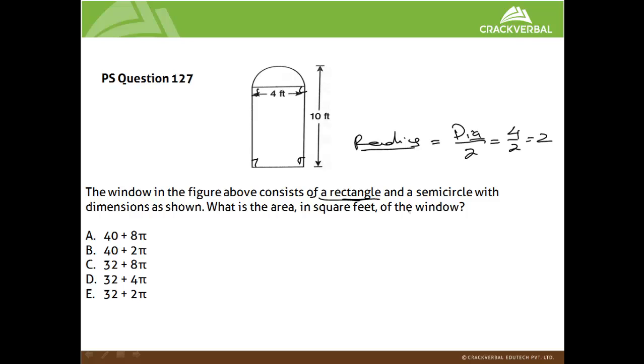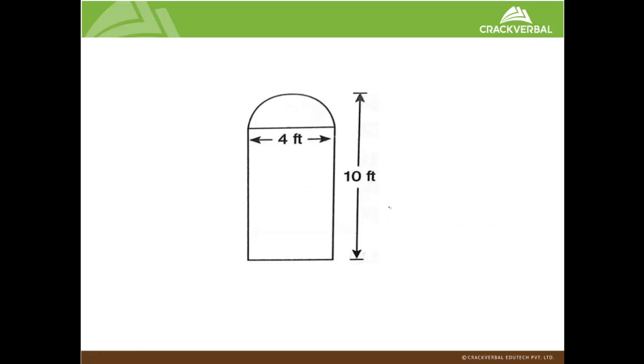What is the area in square feet of the window? They are asking for the area of the window. Let's try to draw it a little bit bigger, right? Whenever you see these types of questions, draw your own diagram. So you have 4 feet where the radius is 2, and the entire height is given as 10 feet.